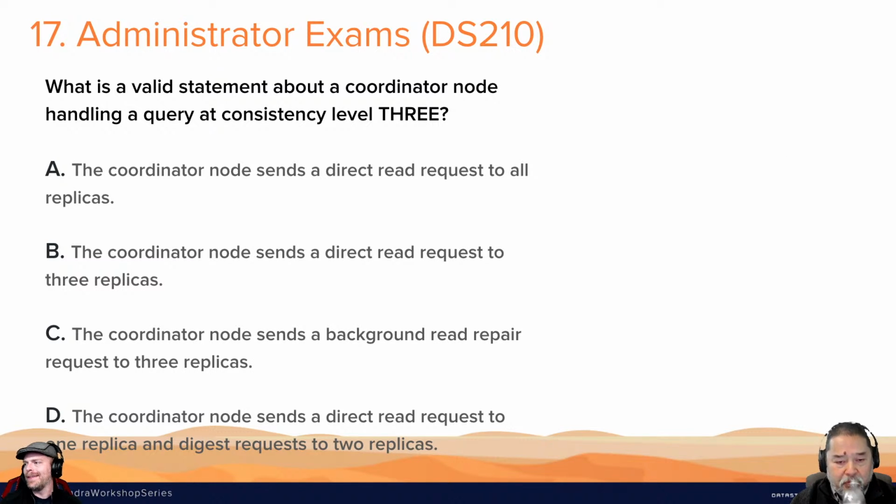All right, so question 17. What is a valid statement about a coordinator node handling a query at consistency level 3? And please don't answer in the chat.